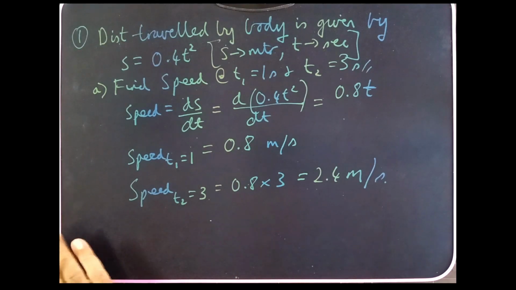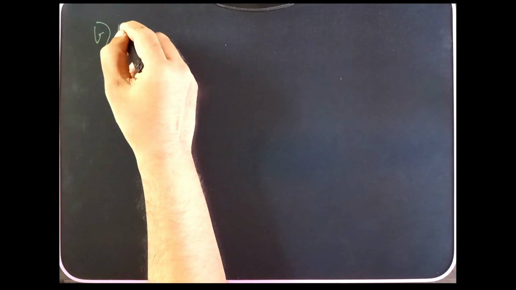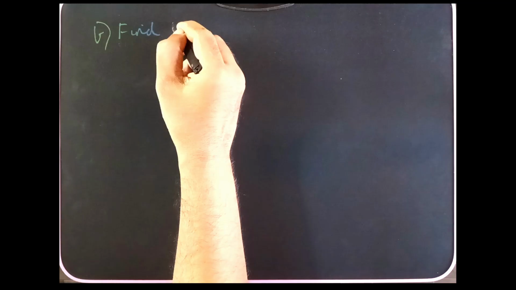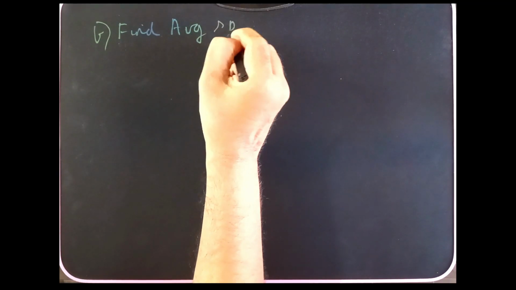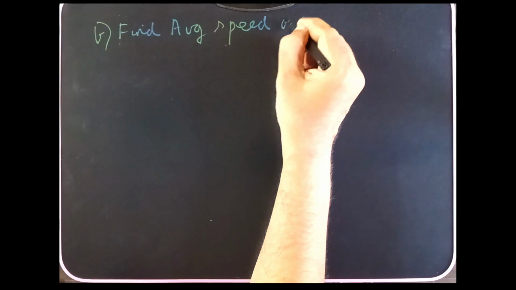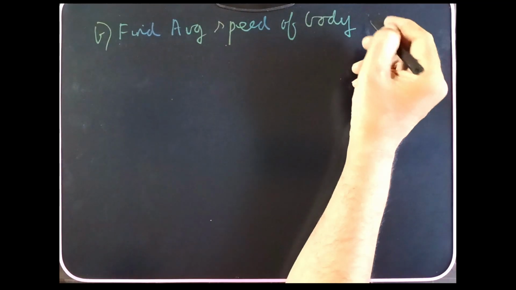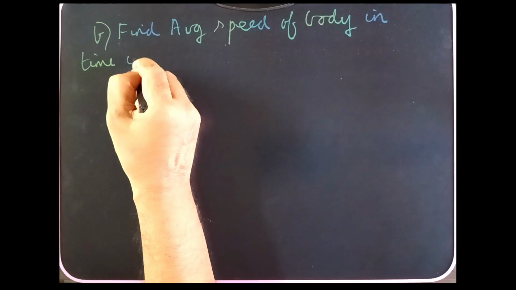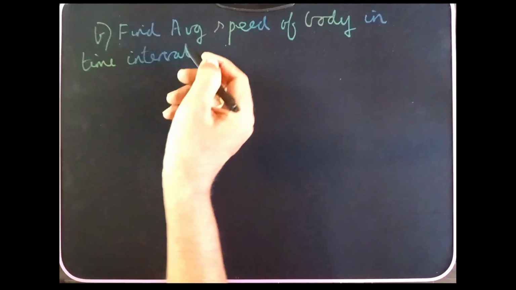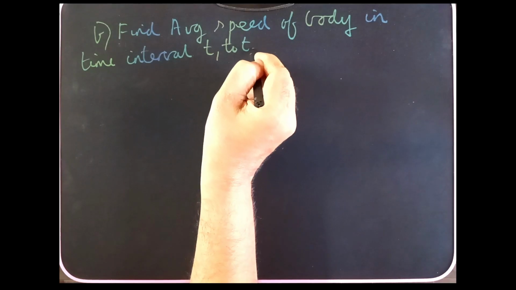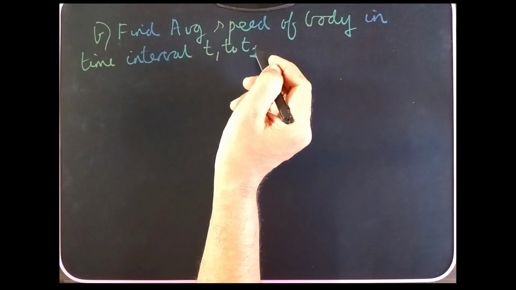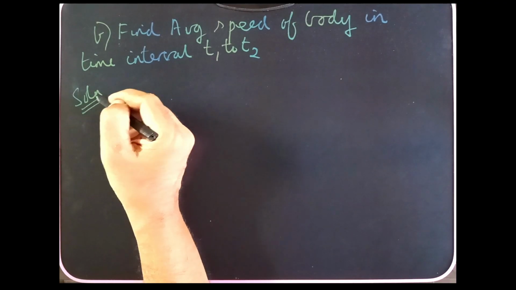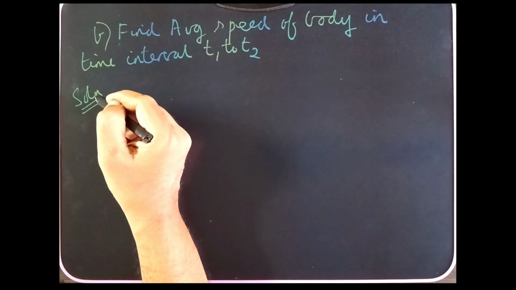So next, related to this, we'll see on the next clean slate. The B part of the question was find average speed of the body in time interval t1 to t2. We'll solve this using the same concept. What is it asking here? It's asking the average speed of the body from t1 to t2.